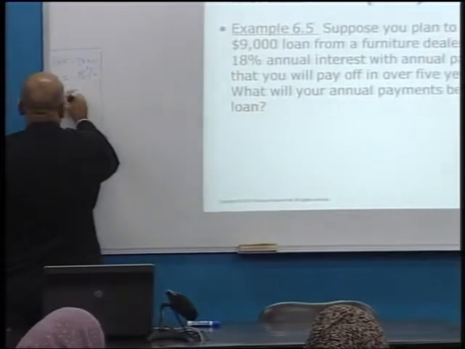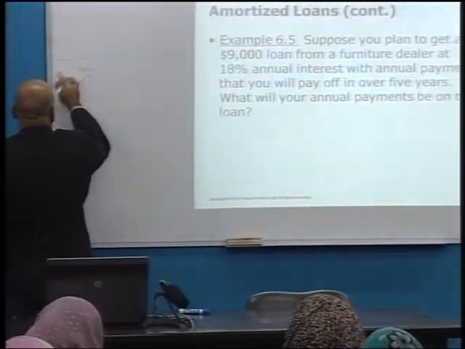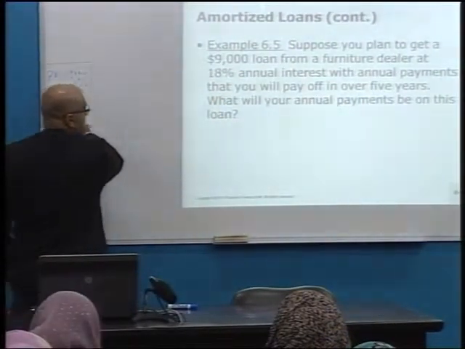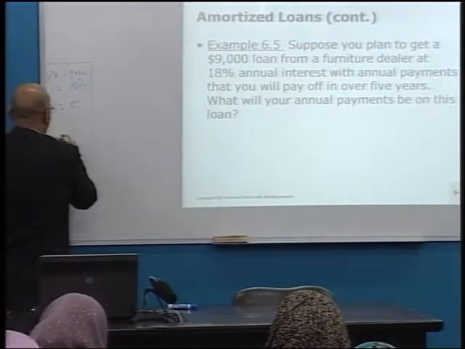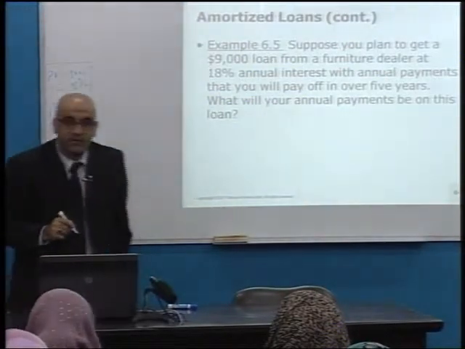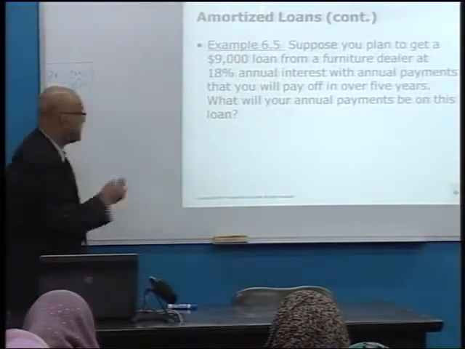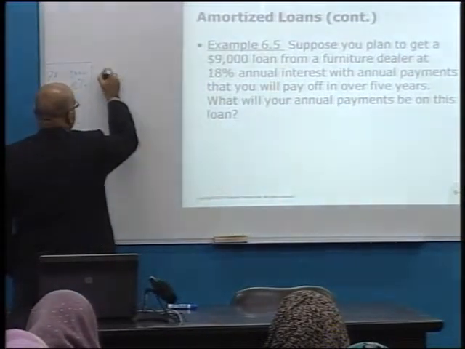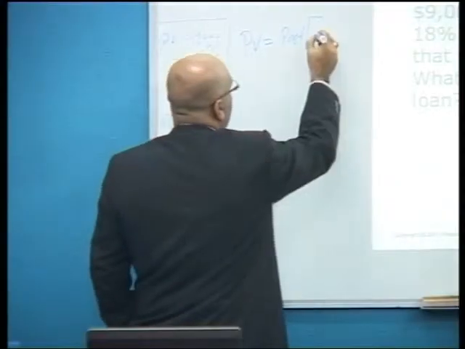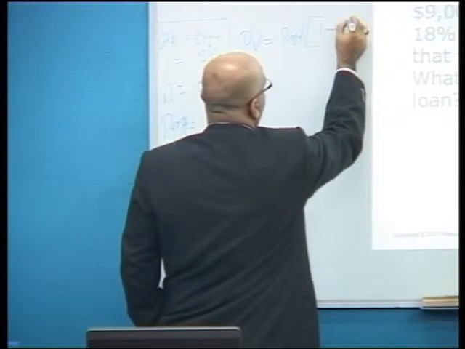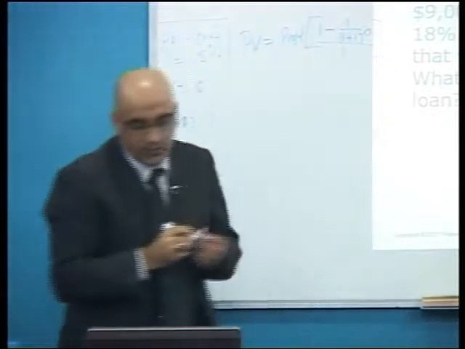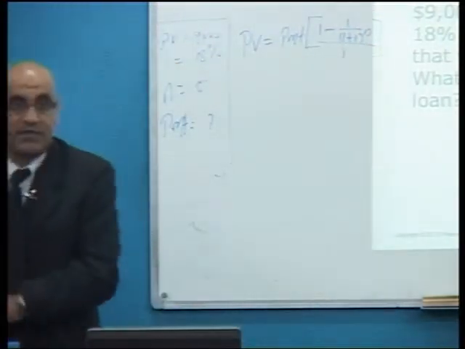So sorry, the payment is not here. Here it is the present value. I is 18%, N is the number of payments, 5. And we want to calculate the payments. We don't know the payments. So just to formulate things, consider the formula: the present value is equal to the payment times, within the brackets, 1 minus 1 divided by 1 plus I raised to the power n, divided by I. Be careful here. Before answering this question, be careful.